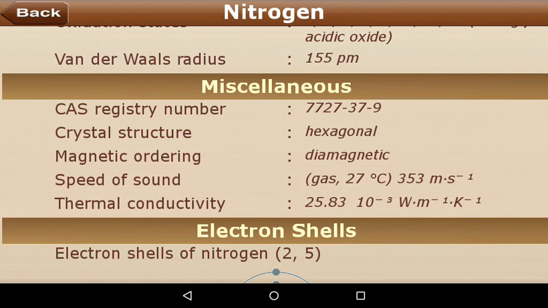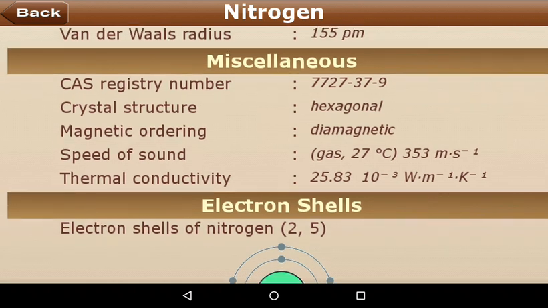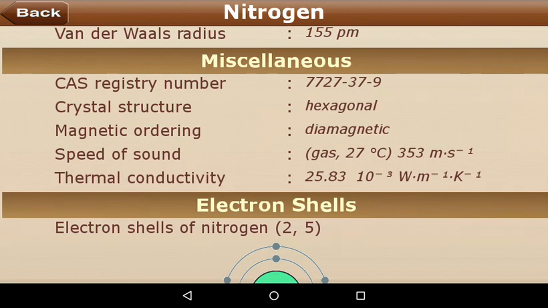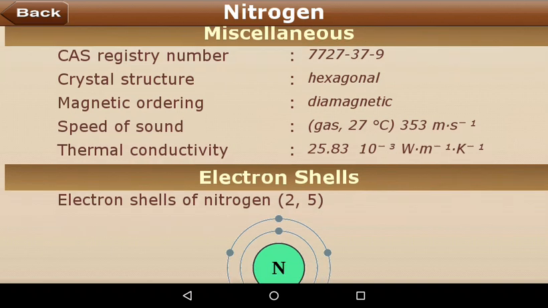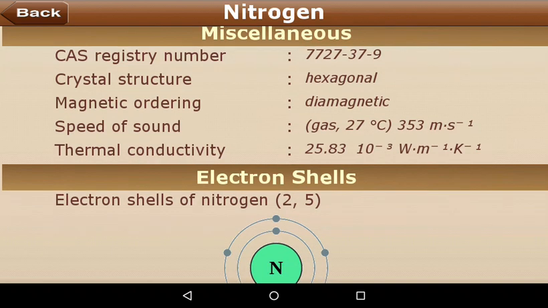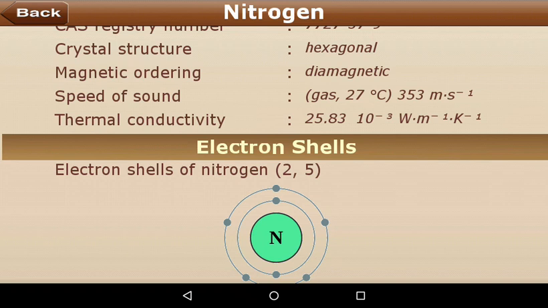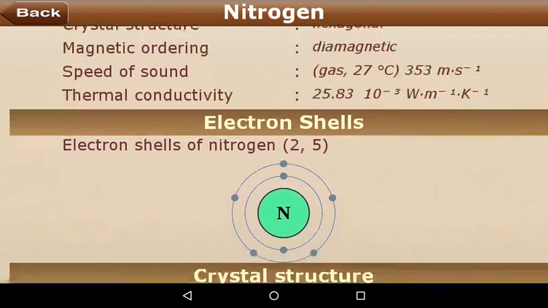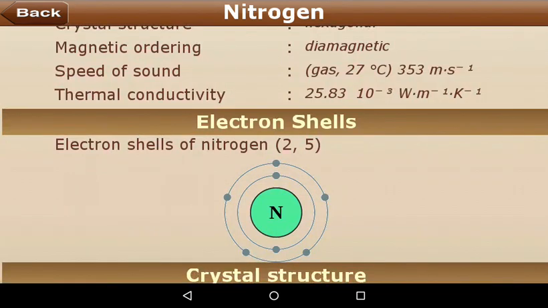Miscellaneous, that's simply other components. CAS registry number 7727-37-9. Crystal structure is hexagonal. Magnetic ordering, diamagnetic. Speed of sound, gas at 27 degrees Celsius. Thermal conductivity 25.83.